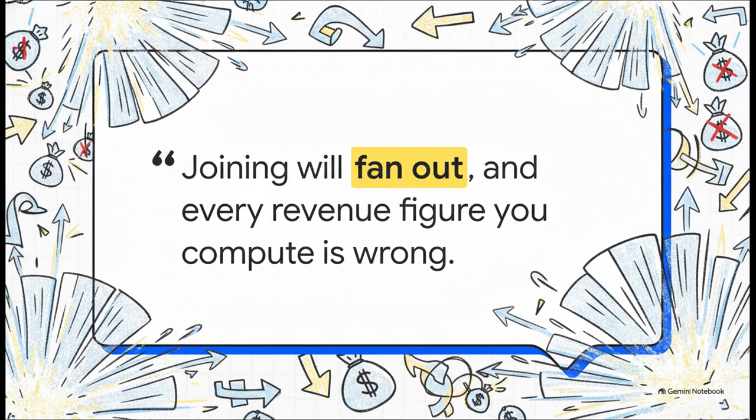You might hear a colleague warn, "Careful, joining orders to line items will fan out, and then every revenue figure you compute is wrong." Because once it fans out, none of that revenue is cleanly attributable to a single order anymore. It just silently doubles or triples your totals.